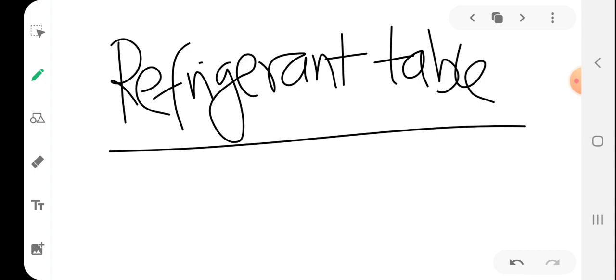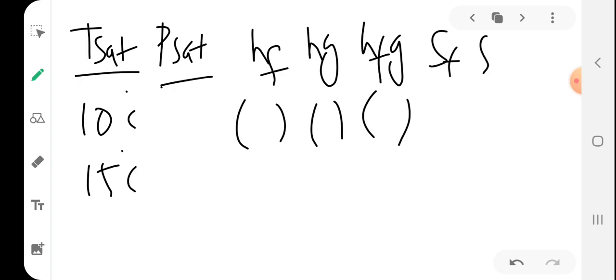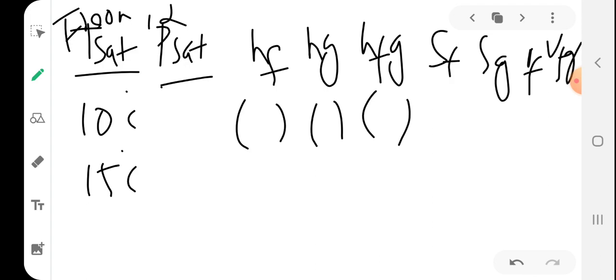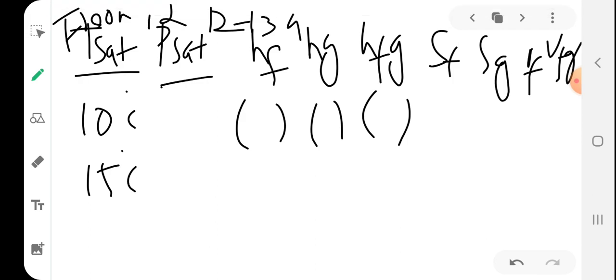In the refrigerant table, for each type of refrigerant you will have, similar to the steam table, saturation temperature, T sat, P sat. Some 10 degrees Celsius, 15 degrees Celsius, some temperature, corresponding saturation pressure, corresponding hf, hg, hfg, some value in kilojoules, and sf, sg, vf, vg. So for each particular refrigerant, like Freon 12, R134, we will have different tables. All these values are tabulated, and for different refrigerants, different values will be there.